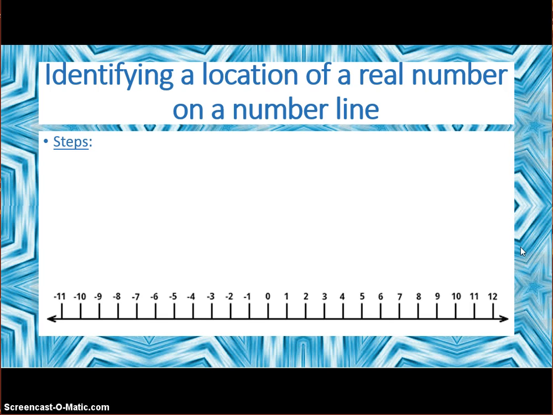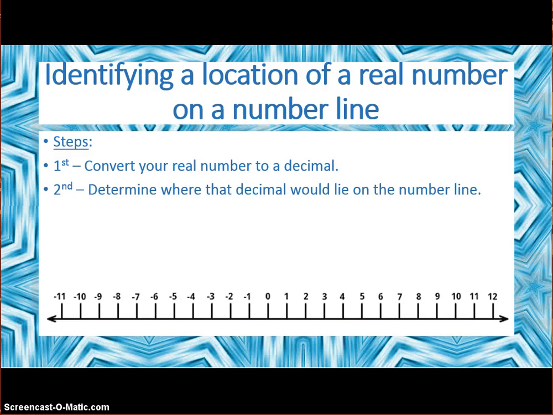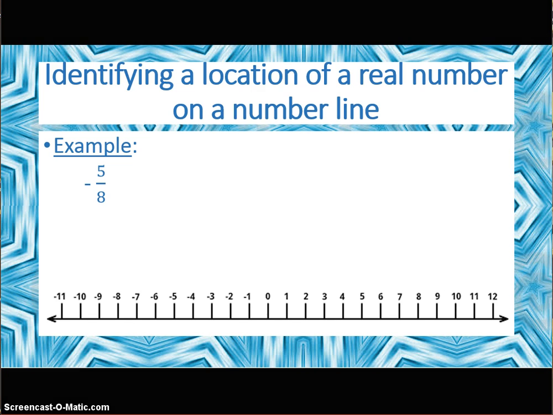So here are the steps to identifying the location of a real number on our number line. First, we need to convert our real number to a decimal. Second, determine where that decimal would lie on the number line. And third, plot a point for your real number and label its value. So let's look at our first example. Our first example is -5/8.